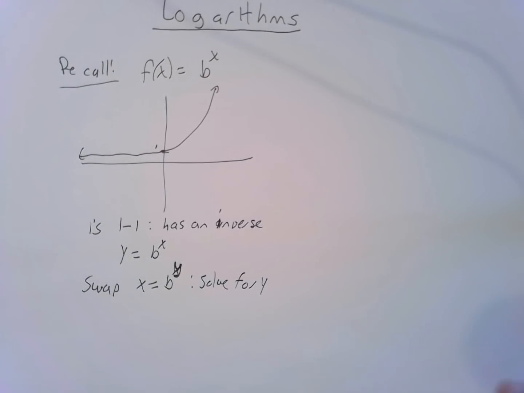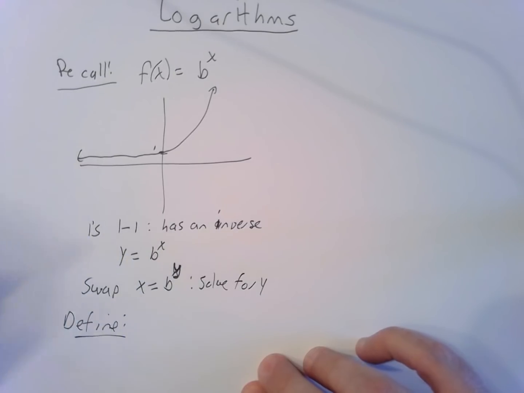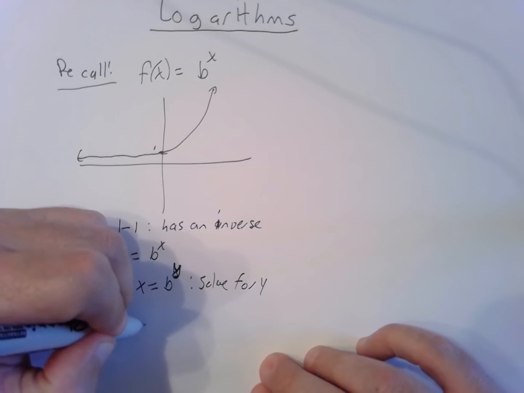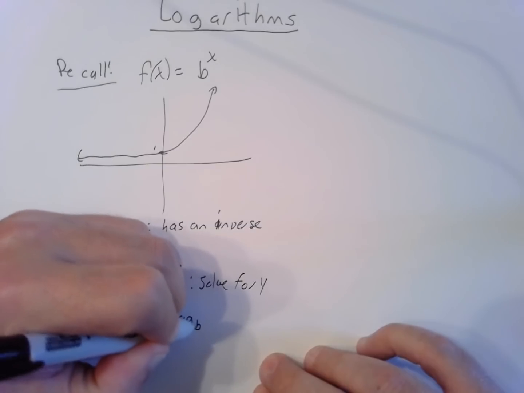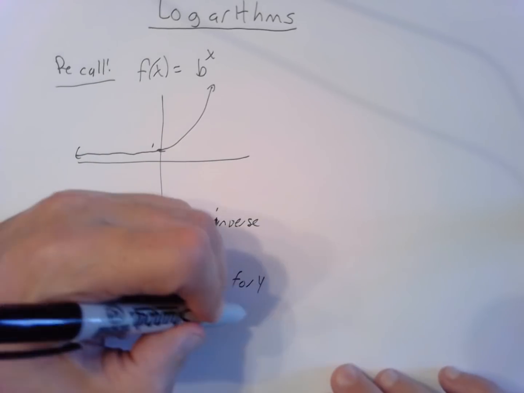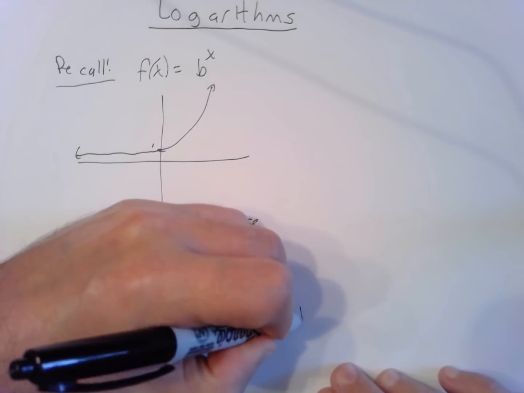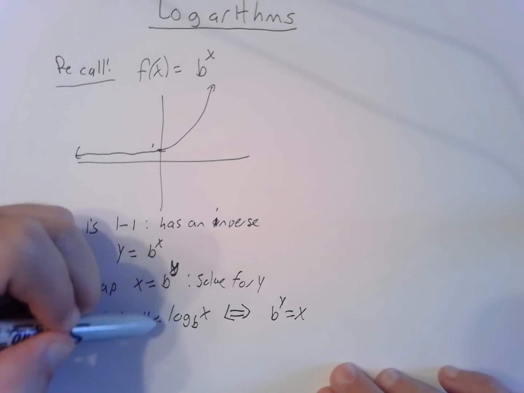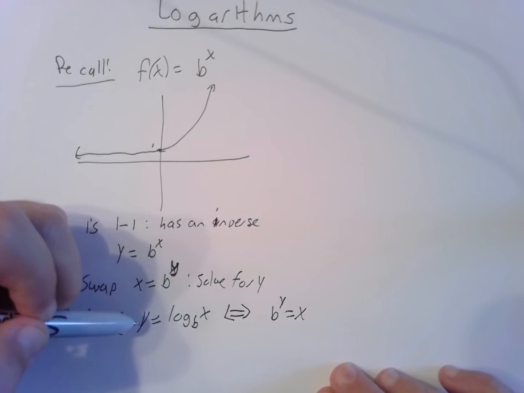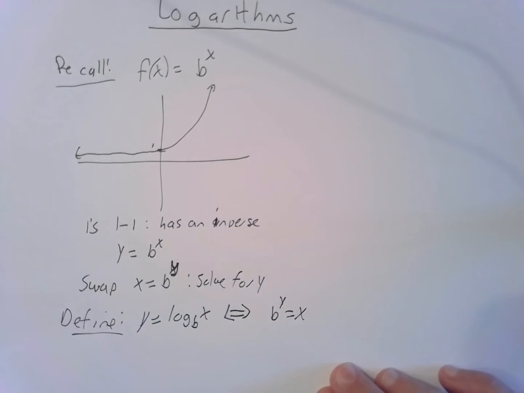So we're just going to define the inverse, define this new function where we say y equals log base b of x means b raised to the y power equals x. So that's the definition of this object here. When I say log base b of x equals y, that means I'm looking for some y value so that b raised to that y would have been x. These say exactly the same information.